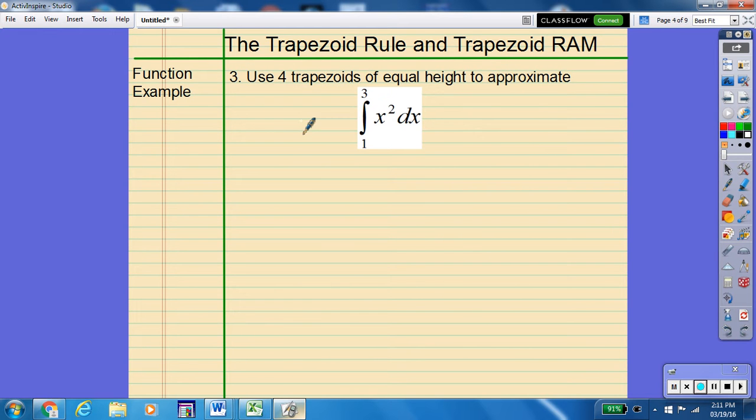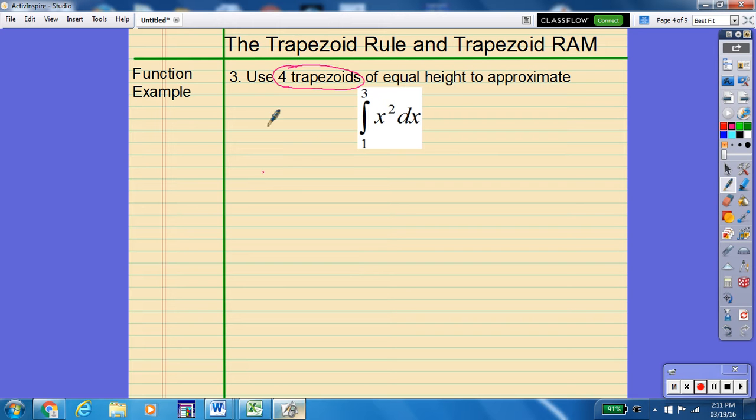It says use 4 trapezoids of equal height to estimate the integral from 1 to 3 of x squared dx. So if you recall, the integral simply means the area under the curve, and we're going to go from 1 to 3, x squared dx. In this case, I'm not going to necessarily draw a picture, I don't need to, but I am going to keep in mind that n is going to be 4. The number of trapezoids is 4. So I'm going to need 4 trapezoids, and I'm going to try to use that formula that I came up with earlier.